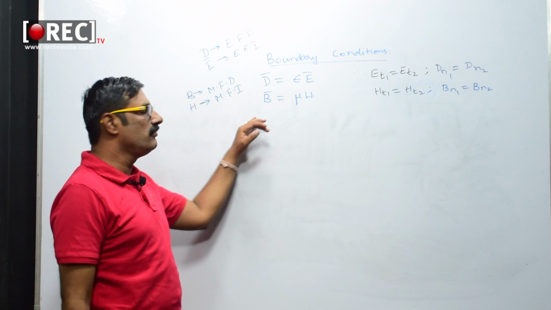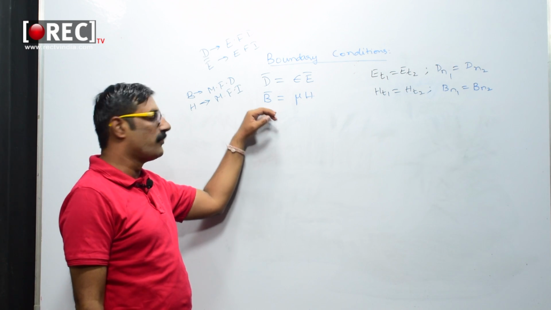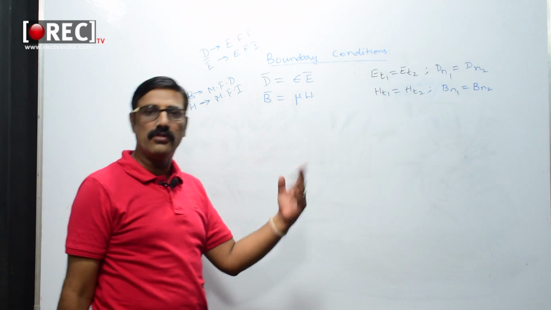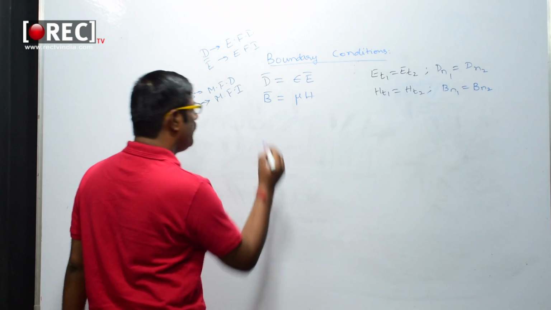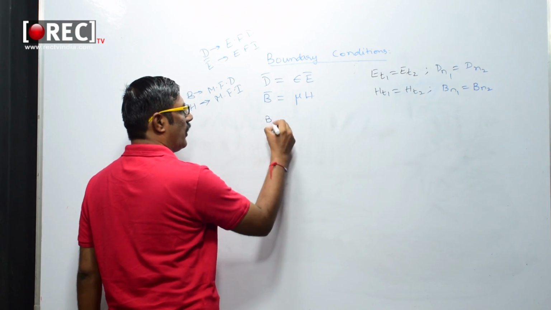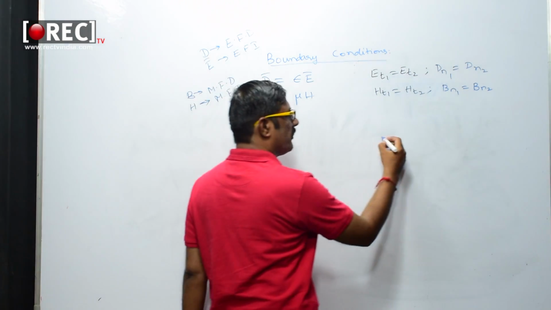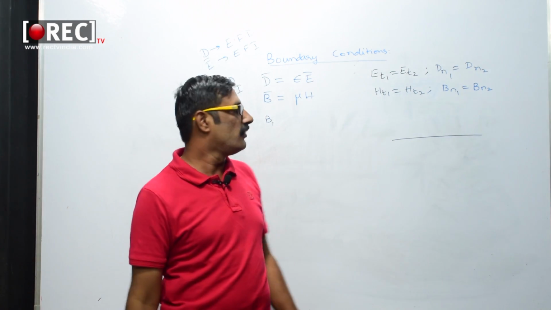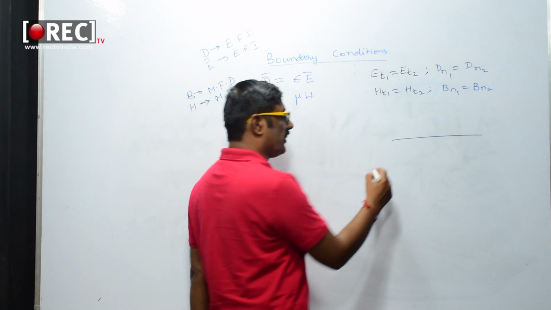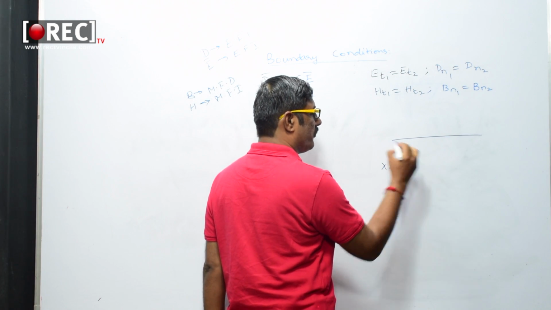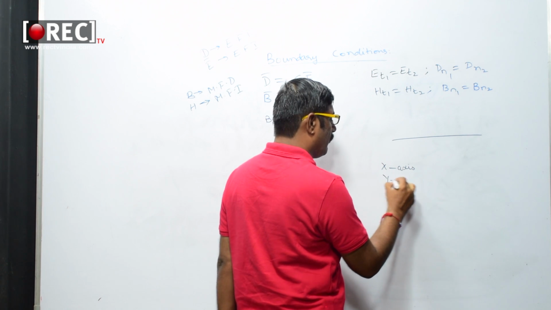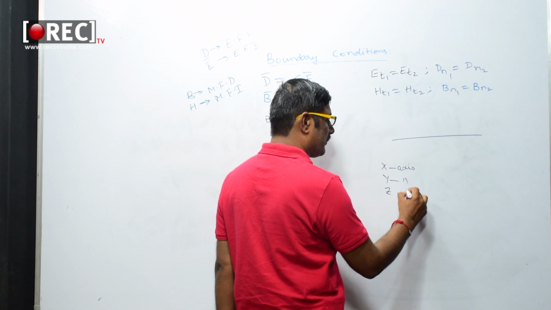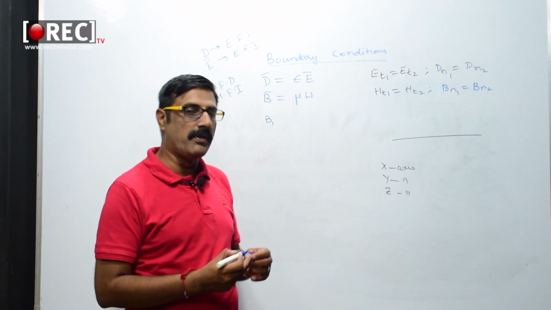Now let me explain the procedure to be adopted for determining the unknown components in terms of the known components. Let me say B1 is given to you. Basically, the problem will specify a boundary. How is the boundary specified? It may say that the x-axis is acting as the boundary, or the y-axis is acting as the boundary, or sometimes the z-axis is acting as the boundary.